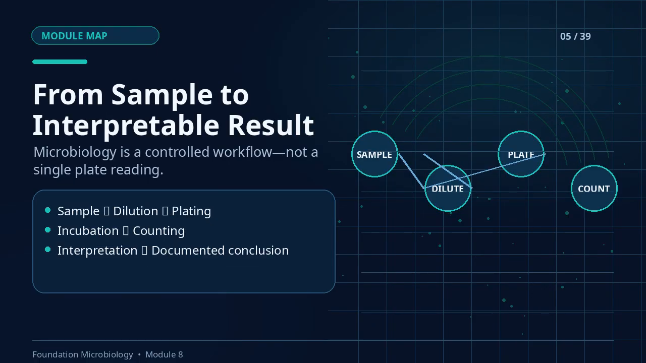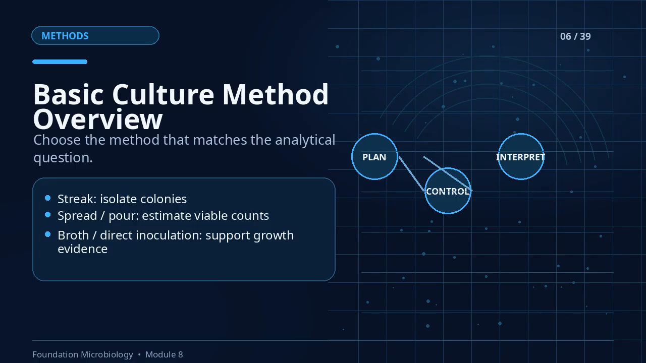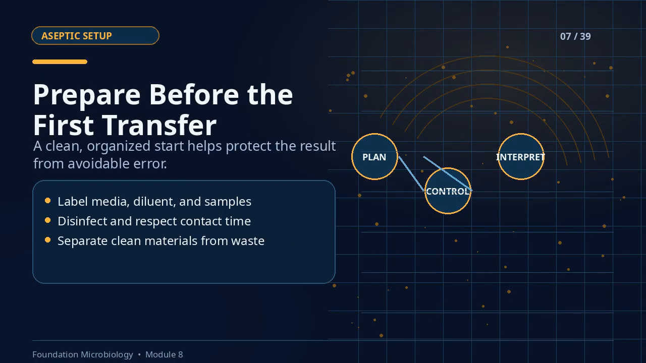The culture workflow begins with a representative sample and progresses through dilution, plating, incubation, counting, and interpretation. Strong microbiology practice means controlling the full workflow, not only observing colonies at the end. Different culture methods are selected according to the question being asked. Streak plates support isolation, spread and pour plates support viable counts, broth supports growth observation, and direct inoculation can provide presence or growth evidence. Good culture results begin before the first transfer is made.